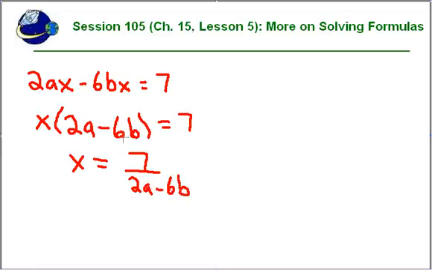So all we did a little bit differently here is we started off by factoring out the x. Sometimes you can't start off by factoring out the x, but as you get closer to your solution, you need to factor it out. And that's what we're going to see in our next example here.